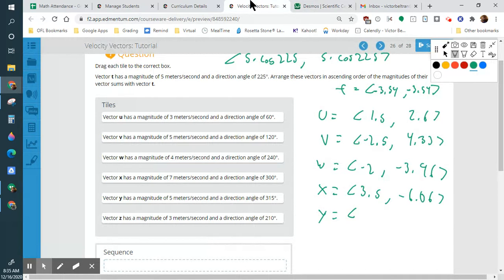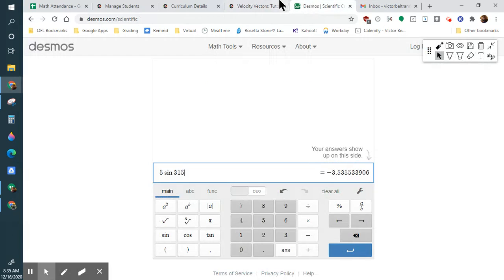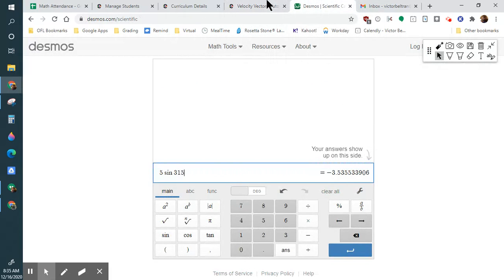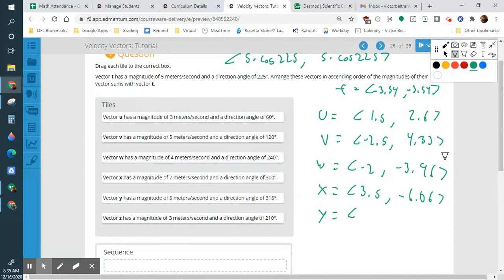All right, so we have this here. I'm on the y value because it's sine 5. So it's negative 5.3, negative 3.53.